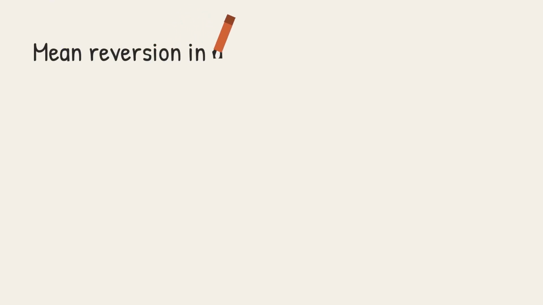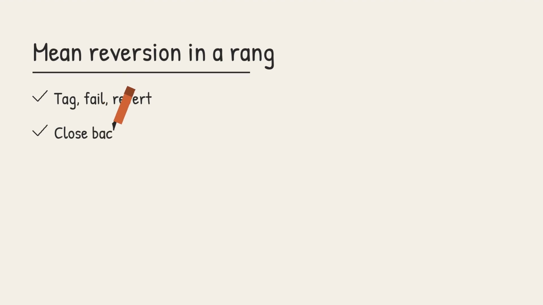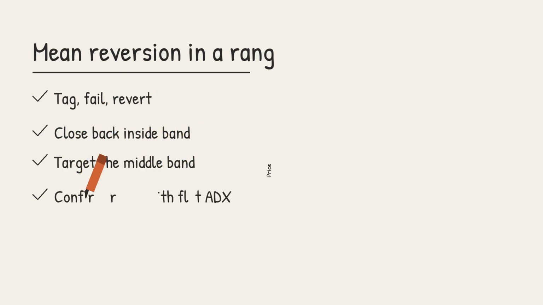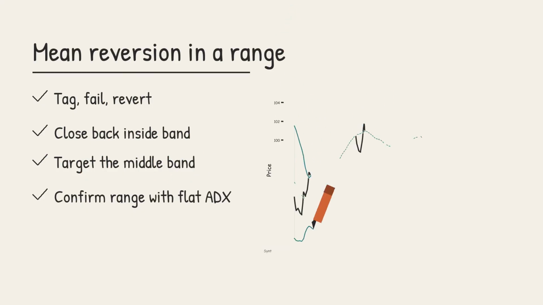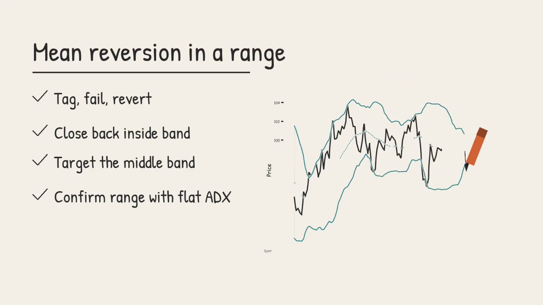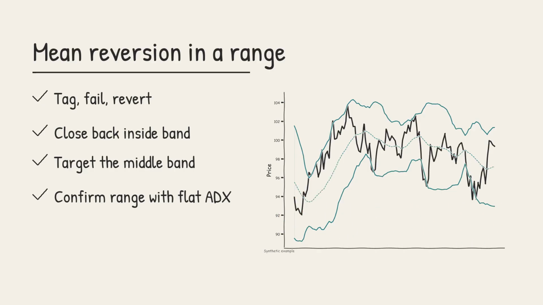In a sideways market, the bands behave like rubber walls. Price tags the upper band, momentum stalls, and it drifts back toward the middle band. Tag the lower band, same thing in reverse. The cleanest setup is a close back inside the band after poking outside, with a stop just beyond the recent extreme and a target at the 20-period mean. This only works when the market is actually ranging, which you confirm with a flat middle band and an ADX reading under 20.